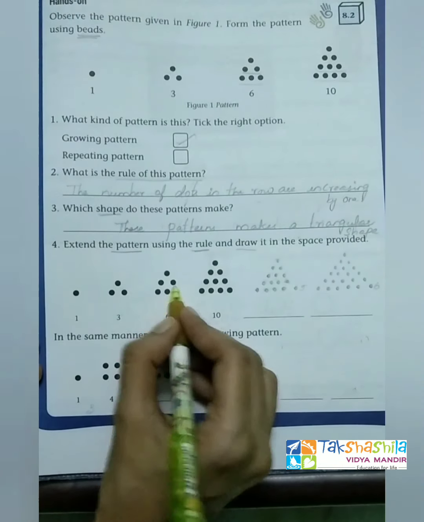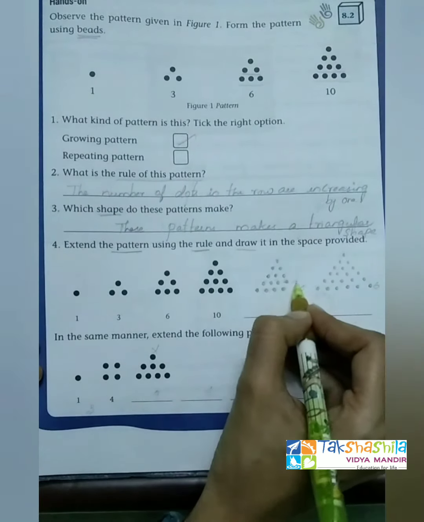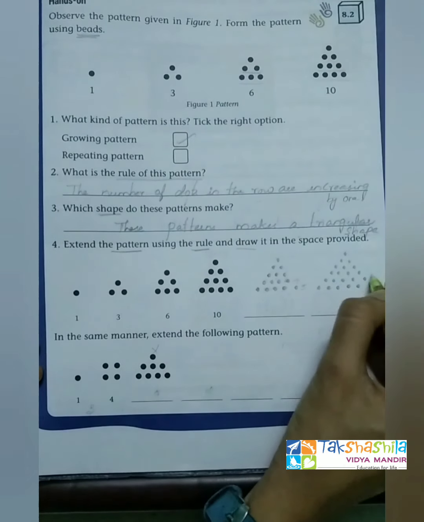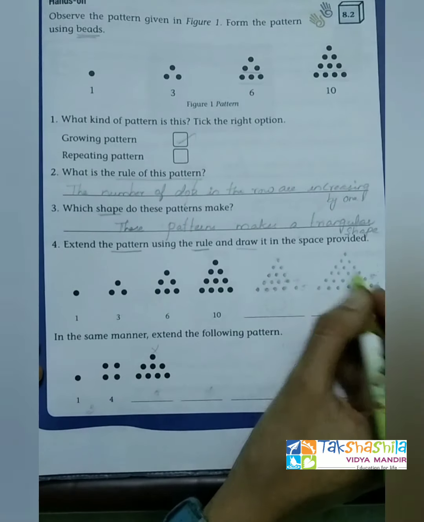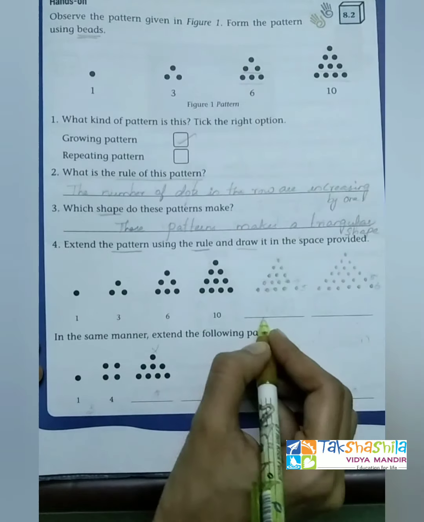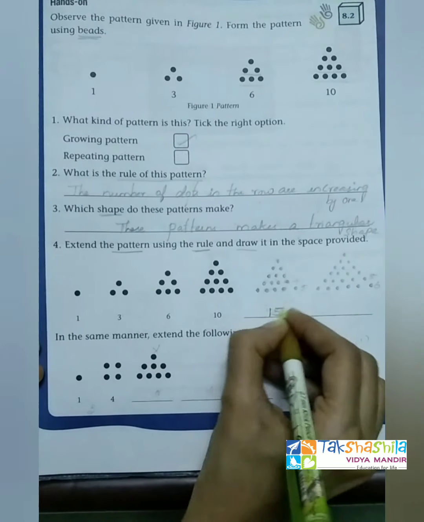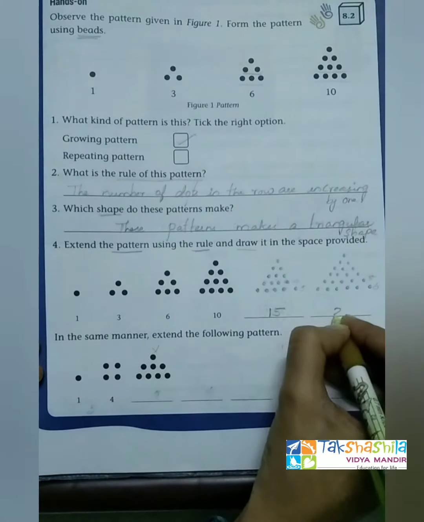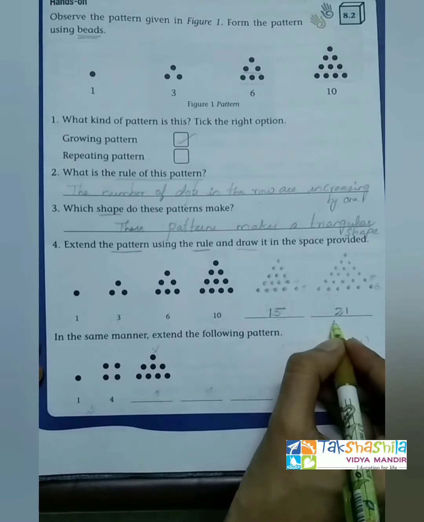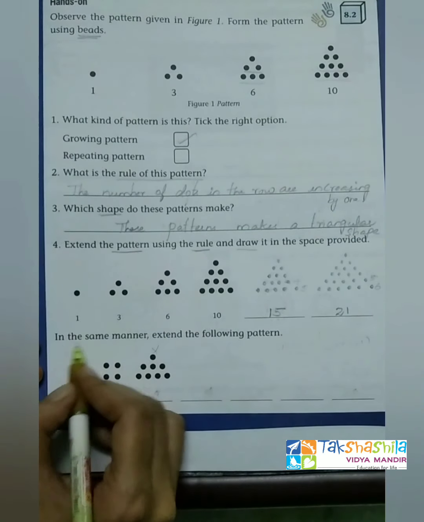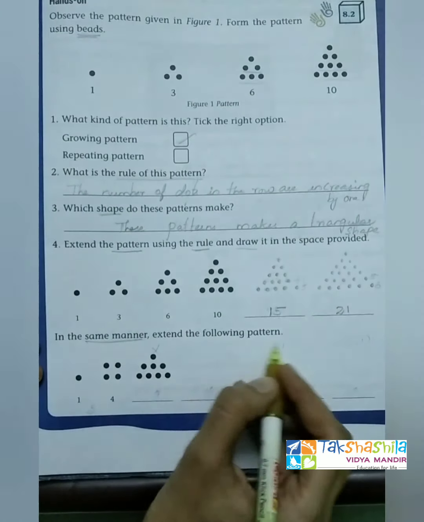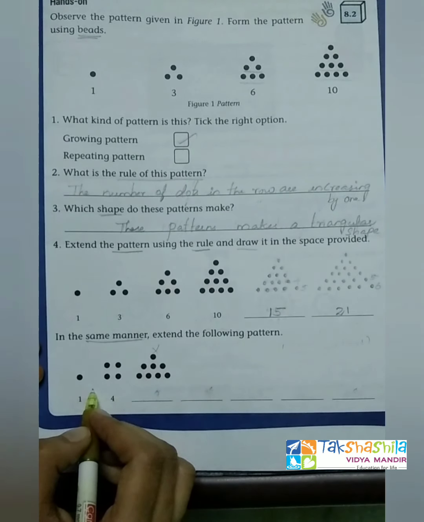So see the next one here, 2 dots, then 3, then here it will be 4 dots. Then in the next image it will be 5 dots. So the rows will be gradually increasing. Right? Yes. So how many dots will be here? It will be 15. And the next one it will be 21. So using 15, 21 and 3, 6, 10 only you can form a triangle. So see the next one, in the same manner extend the following pattern.